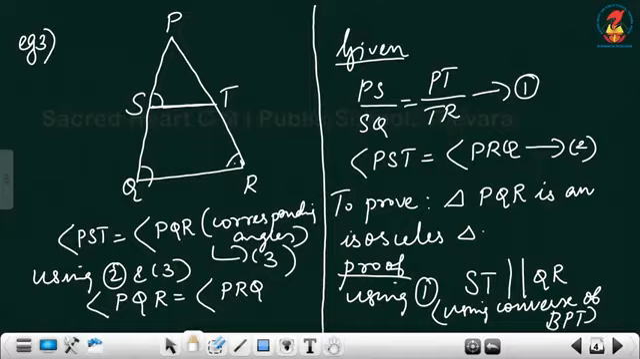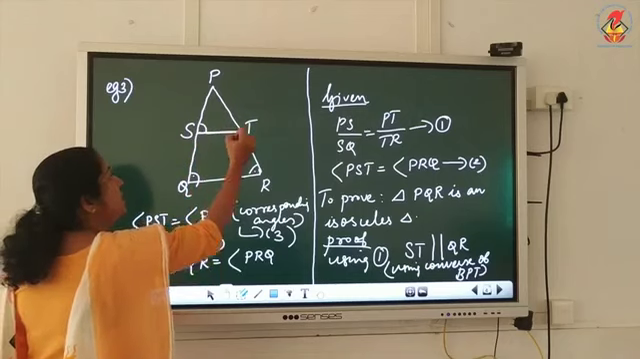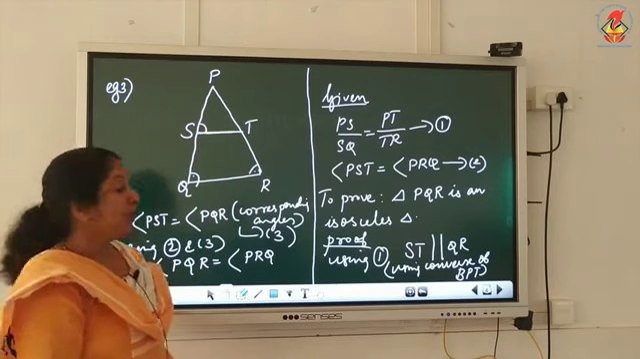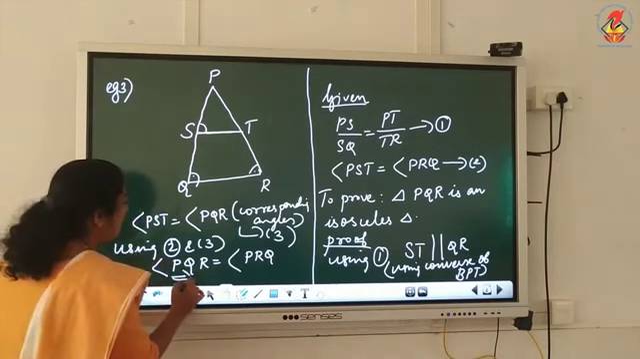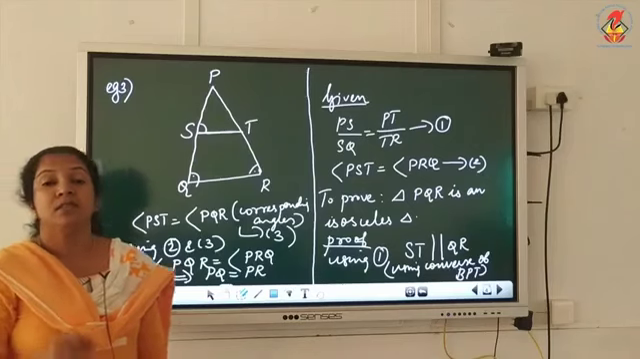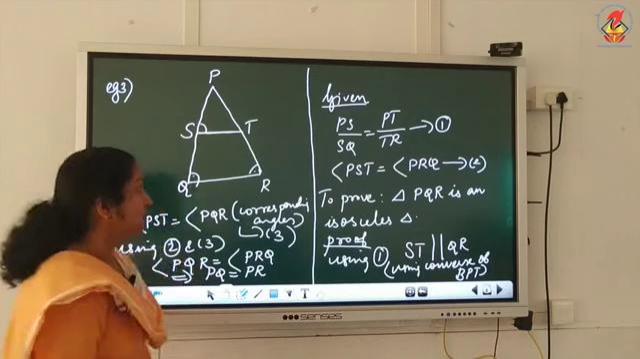So, if these two angles are equal, we can say these two sides are equal using the sides opposite to equal angles. This implies that PQ is equal to PR. So, the final conclusion is, PQR is an isosceles triangle.